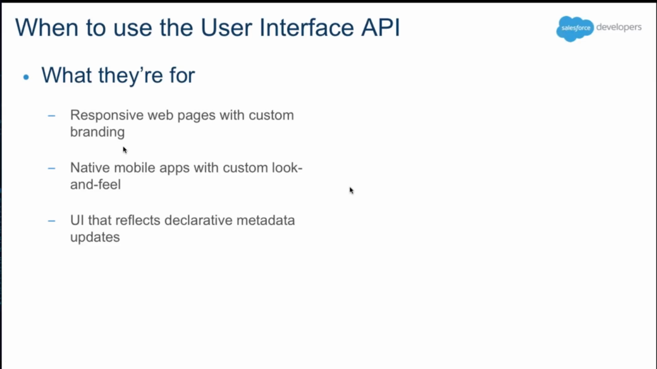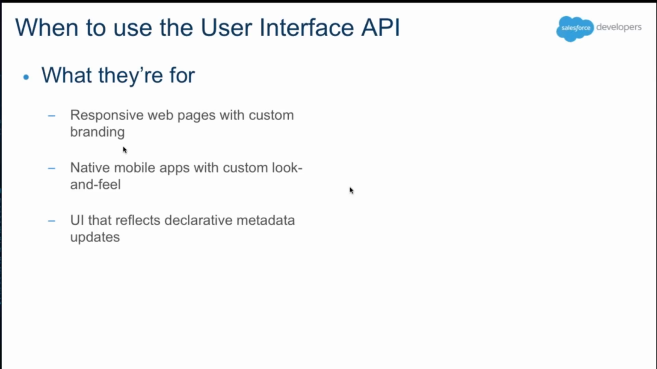So let's take a little bit of time and talk about what the user interface API is for. At Salesforce, we have a lot of different API. They're all purpose-built. They're all good for what we built them for. For example, tooling API is great for making changes to your org and metadata, etc., from a setup perspective. And the user interface API, they're great for building user interfaces. So with that, we're talking about things like web pages.